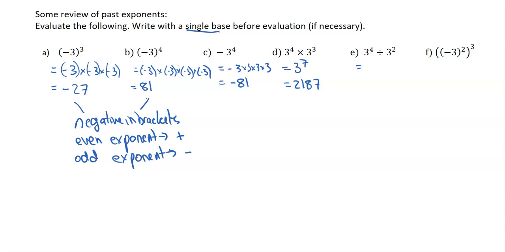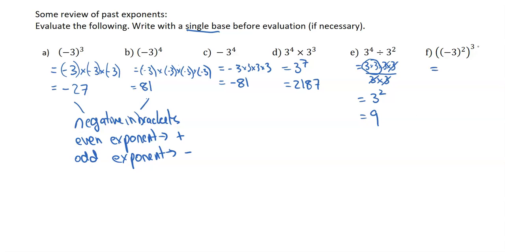This one we're going to do the same thing. So 3 to the power of 4 divided by 3 squared. We're going to subtract the exponents. Again, if you needed to see that written out in expanded form, you could have written it as 3 times 3 times 3 times 3, which is 3 to the power of 4, and then we're dividing that by 3 times 3, 3 to the power of 2. And so that factor of 3 cancels with that one, cancels with that, and we're left with 3 to the power of 2. So we subtract those exponents. That gives us an answer of 9.